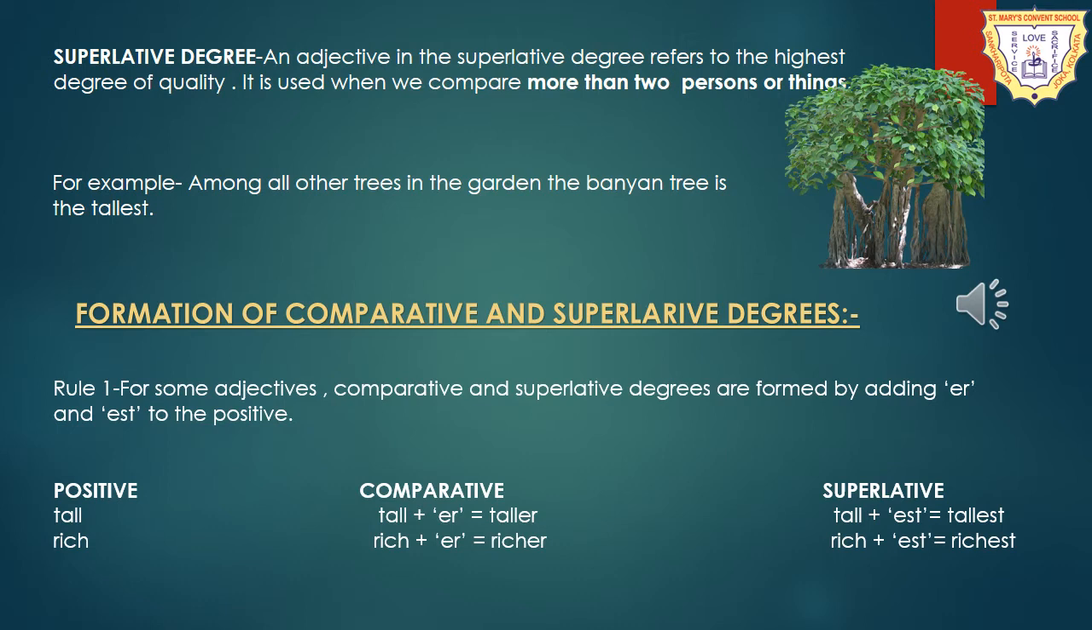So, for example, tall: the comparative is tall plus er, taller. And the superlative form is tall plus est, tallest. Then rich: rich plus er, richer. And rich plus est, richest.